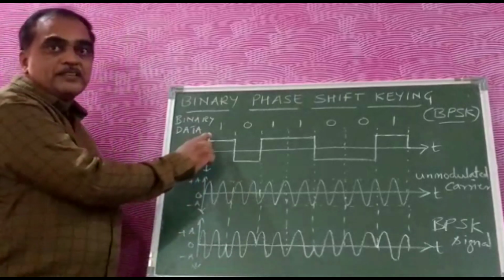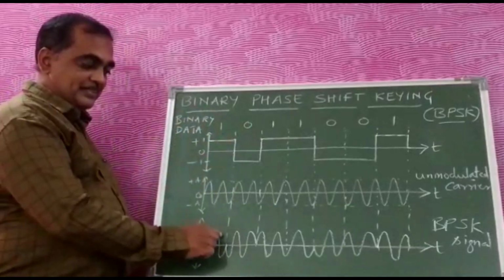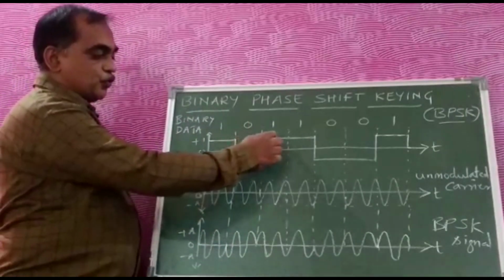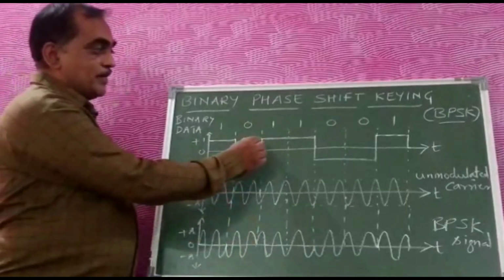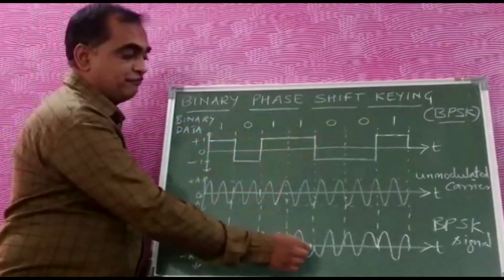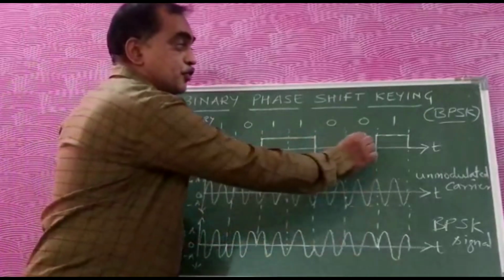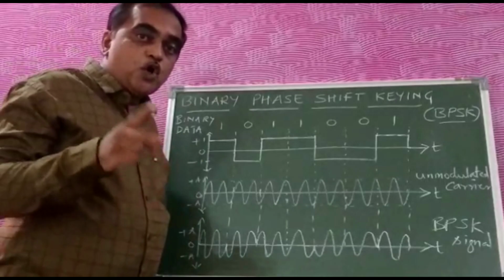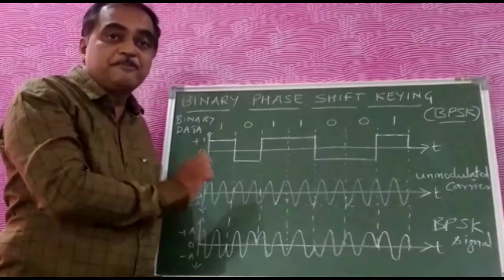you can see when the binary data changes from 1 to 0, there is a phase change of 180 degree. Again, when the binary data changes from 0 to 1, there is a phase change of 180 degree. Again, when it is going from 1 to 1, there is no phase change. When it is going from 1 to 0, there is a phase change. When it is going from 0 to 0, there is no phase change. And when it is going from 0 to 1, there is a phase change. That means, whenever binary data changes from 0 to 1 or 1 to 0, there will be a 180 degree phase difference in the binary phase shift keying waveform.